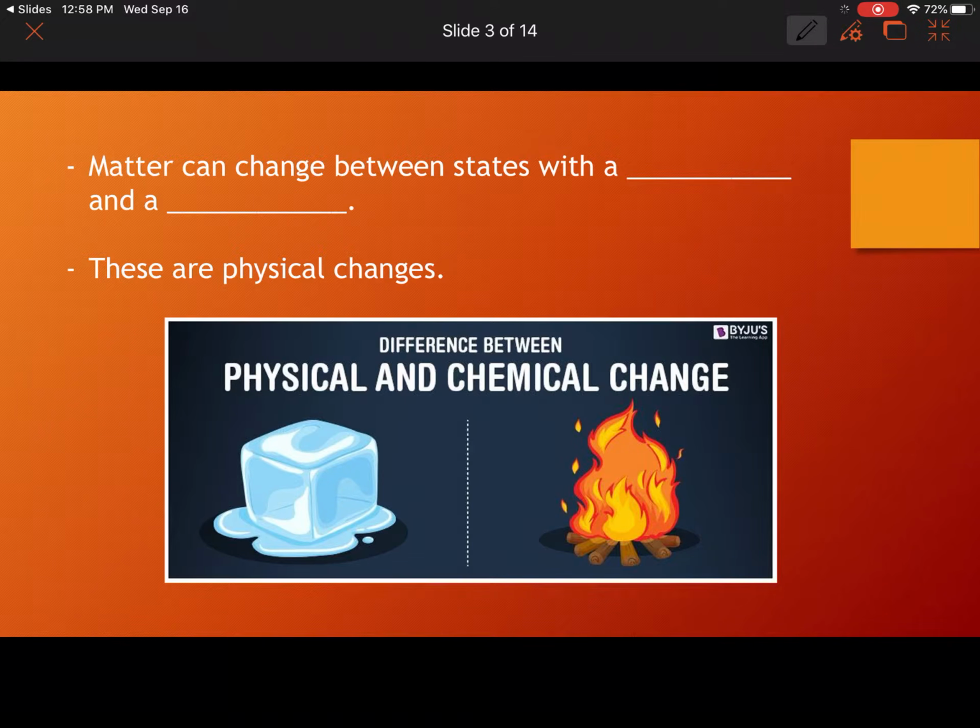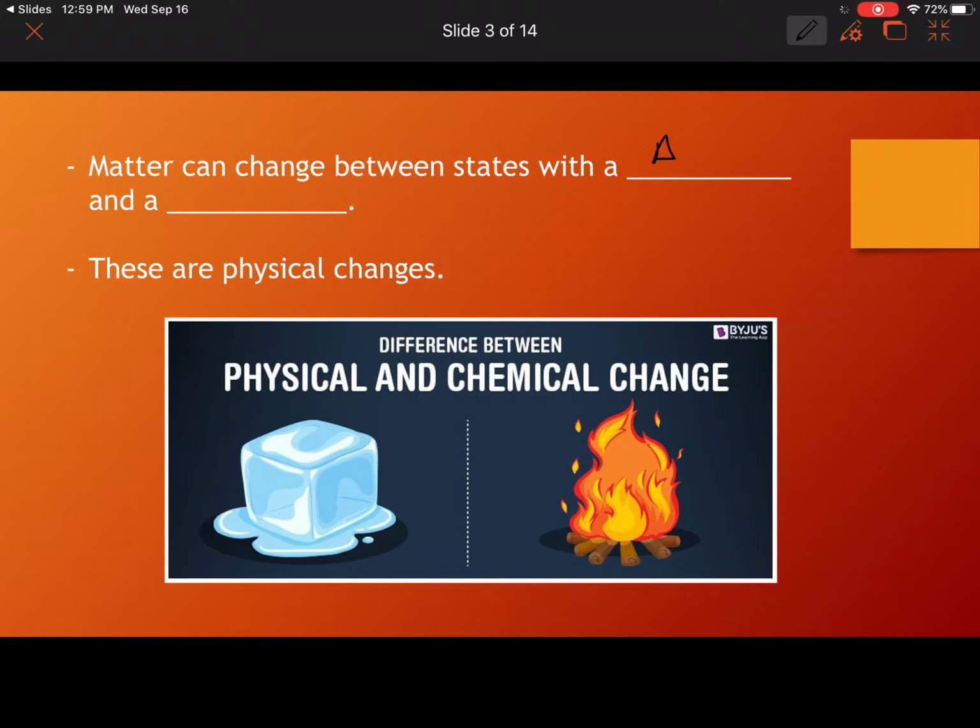Now, matter can change states, and there's two changes. In science, when we write a change, we use a triangle, right? That would be the Greek letter delta, and it represents a change in. You probably would have seen that in your grade 10 science course with the physics unit, the motion unit.